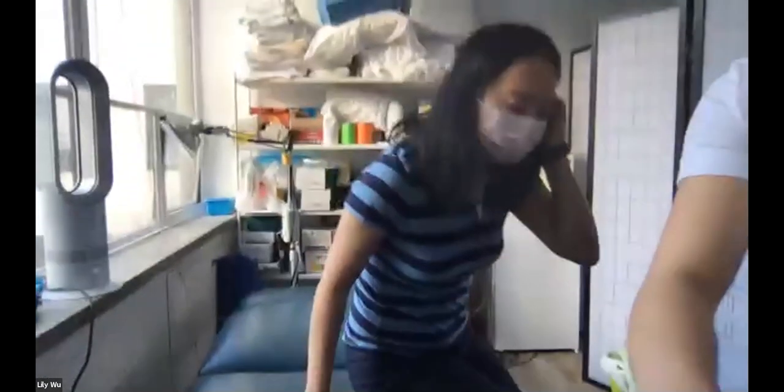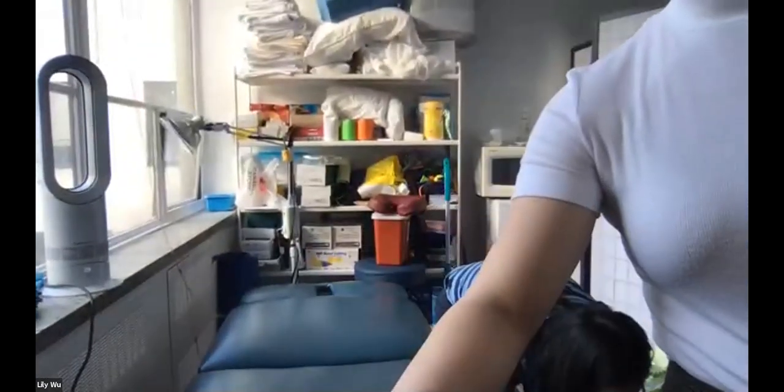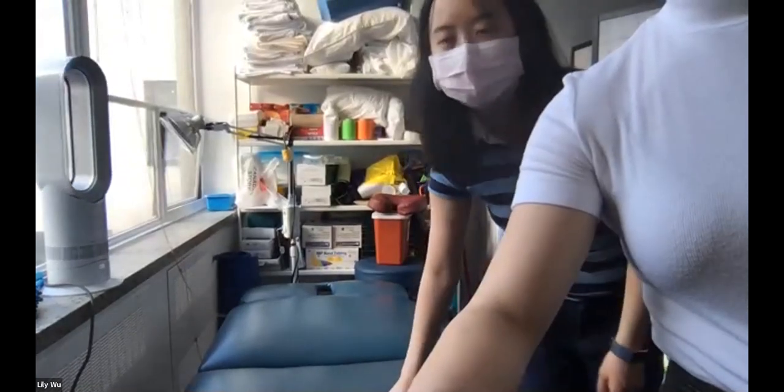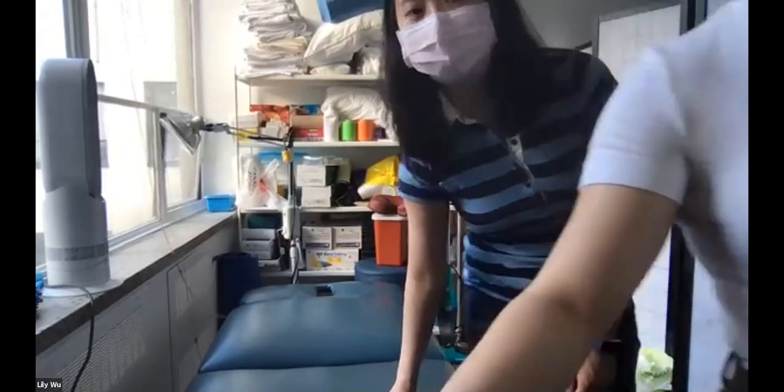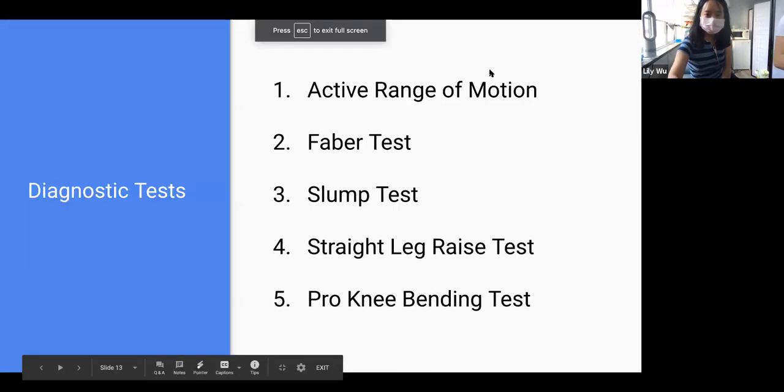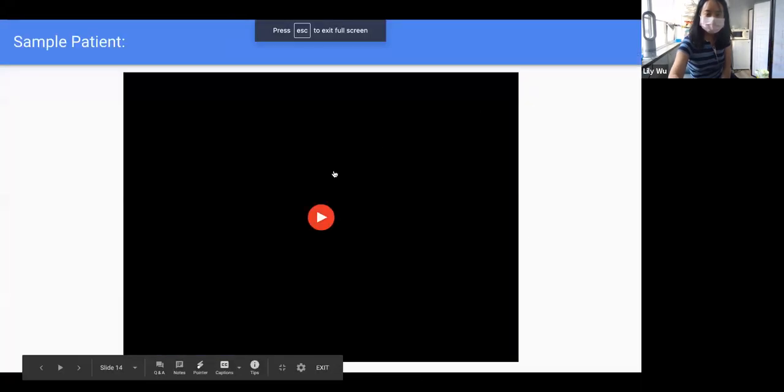So those are the 5 brief diagnostic tests. We try to decipher what type of back pain you have and what part of the nerve is being pinched. So, we are going to present again. The next one, we're just going to show you.